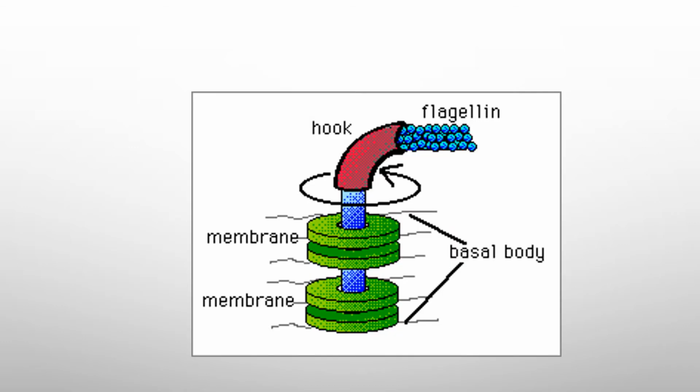You can see in this image, this is your inner ring, this is your outer ring, this is attached to the plasma membrane, this is attached to the cell wall, this is your hook, and this is your filament, which is made up of a protein known as flagellin. So filament, hook, and basal body are the three parts of the flagella, and this is the motile appendage of the bacterial cell.